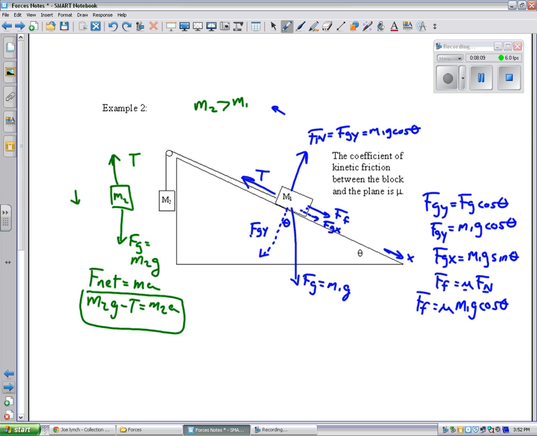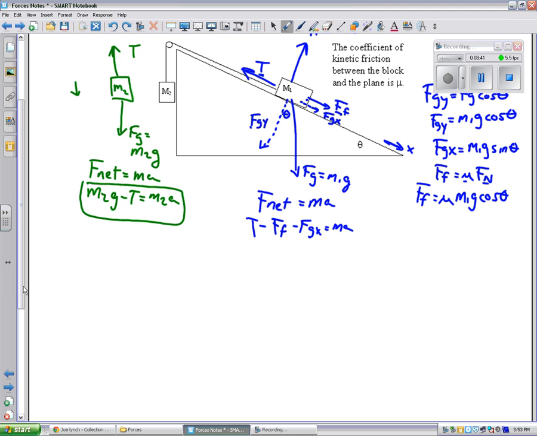I have to do a free body, I have to do an FNet equation. So we'll do FNet equals MA. It's moving in the X direction, so we just want to look at the X forces. There's actually three of them this time. There's T as an X force, there's FF, and there's FGX. So it's moving up the hill, so the T is going to be positive. It's going to be T minus FF minus FGX equals MA.